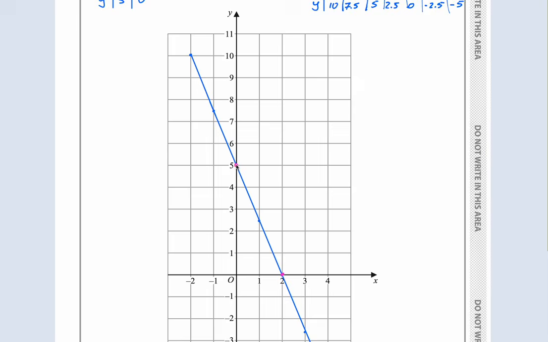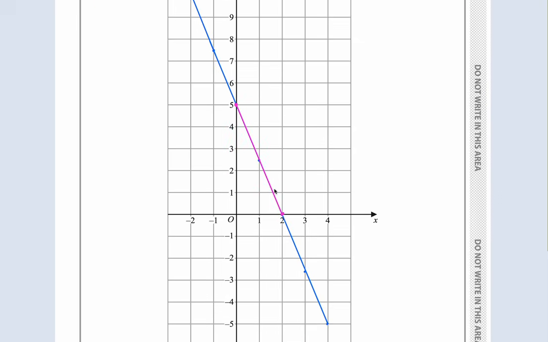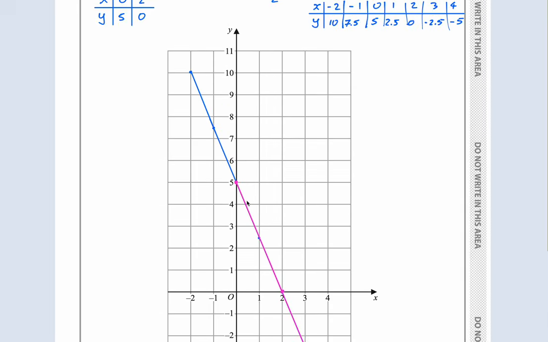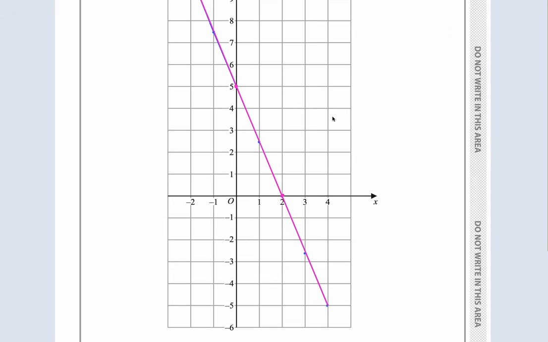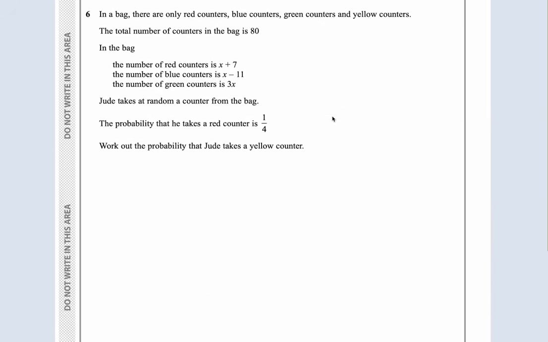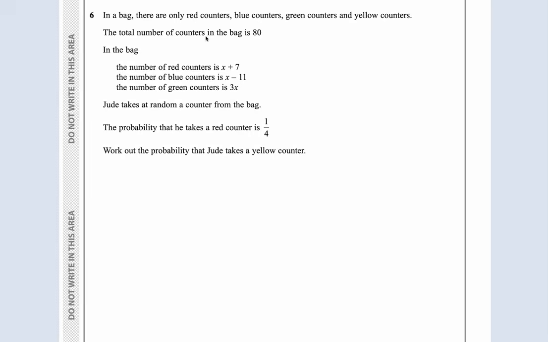And then I just join these 2 points. But because he wants it all the way to 4 and negative 2, I go to 4 and I continue it to negative 2, which is here. Both perfectly correct and both full marks. Okay. Question 6. In a bag, there are only red counters, blue counters, green counters, and yellow counters.